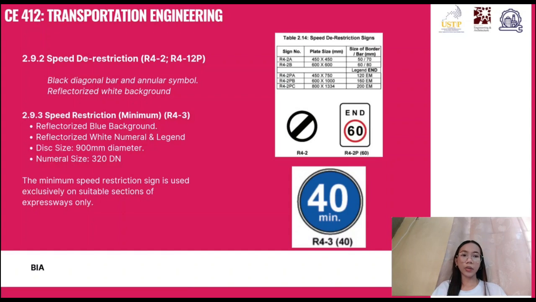Next dayon is kanang 2.9.3 kanang speed restriction or minimum R4 to 3 kana siya reflectorized blue background, reflectorized white numeral and legend na sa this size which is 900 mm diameter and numeral size nga 320 mm. So kani siya kay the minimum speed restriction sign is used exclusively on suitable section of expressways only. So kani siya is minimum siya nga speed if moagi ka sa mga expressway nga dalan.